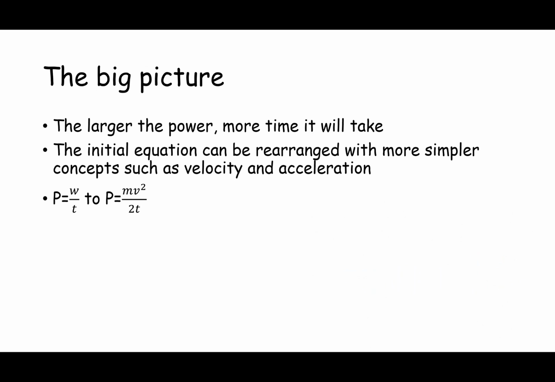So we learned from this question that the larger the power, the less time it will take, and that we can use our original equation P equals W over T, and we can rearrange that with simpler concepts such as velocity and acceleration. So we went from work over time to mass times velocity squared over 2 times time.